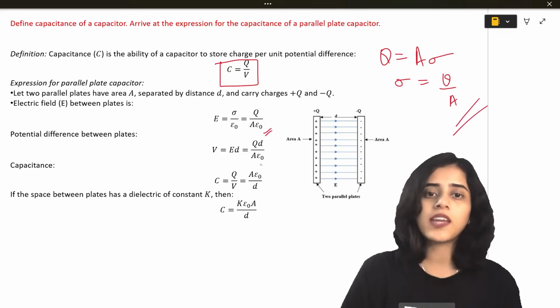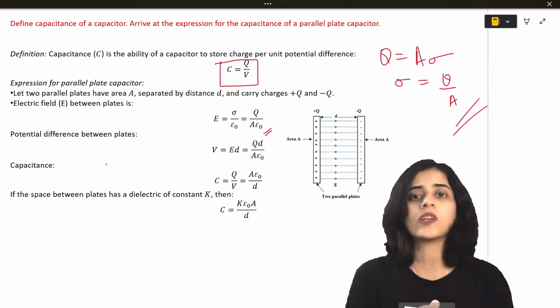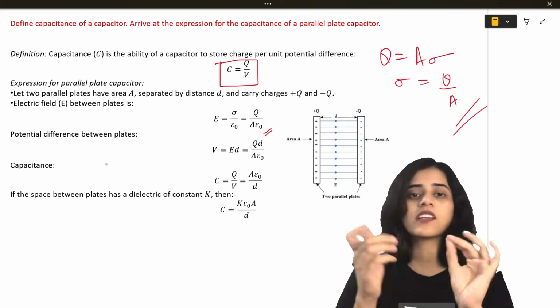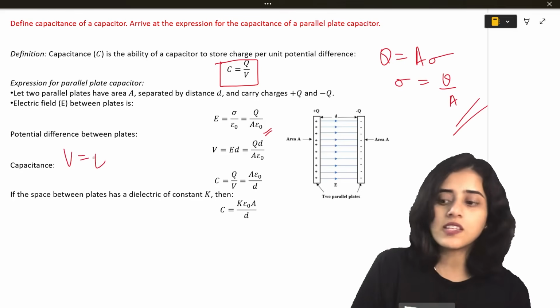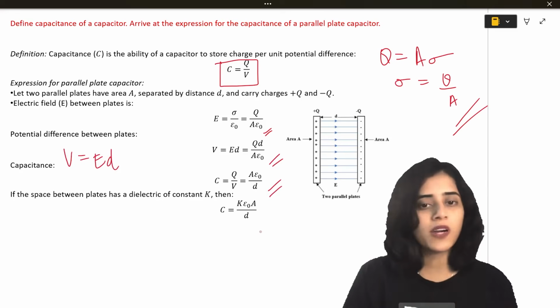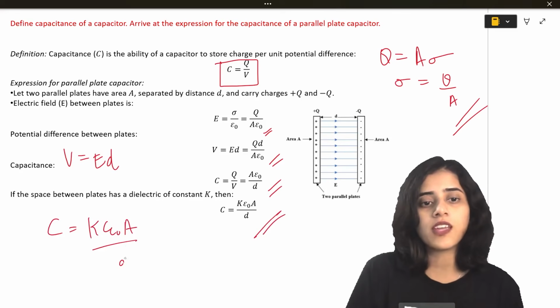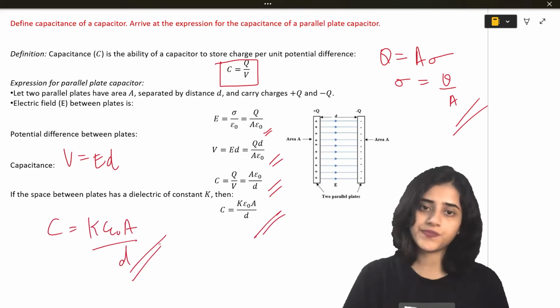Okay. Q by A. Now we've already learned that the potential difference between two plates is equal to the product of the electric field and the distance between the plates. So V is equal to E into D. So this is the answer. So C is Q by V. C is K epsilon naught A by D.